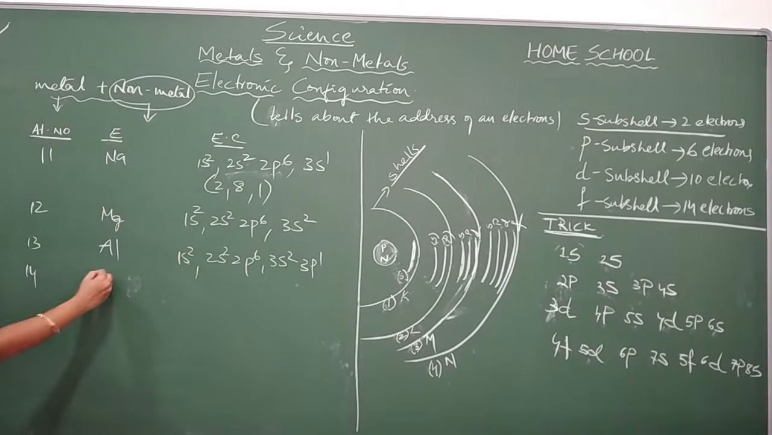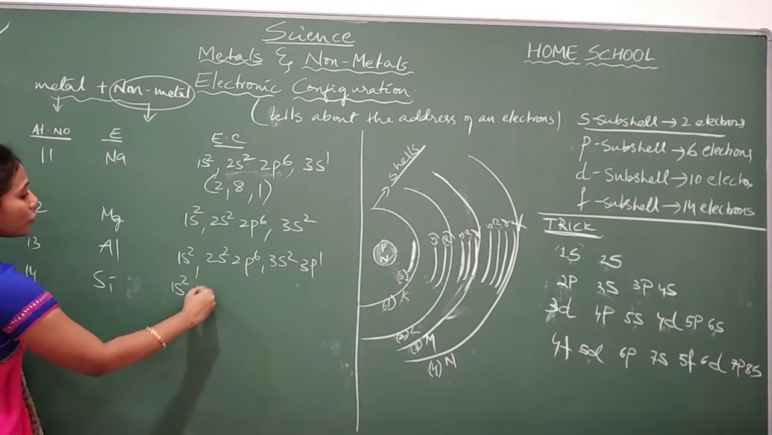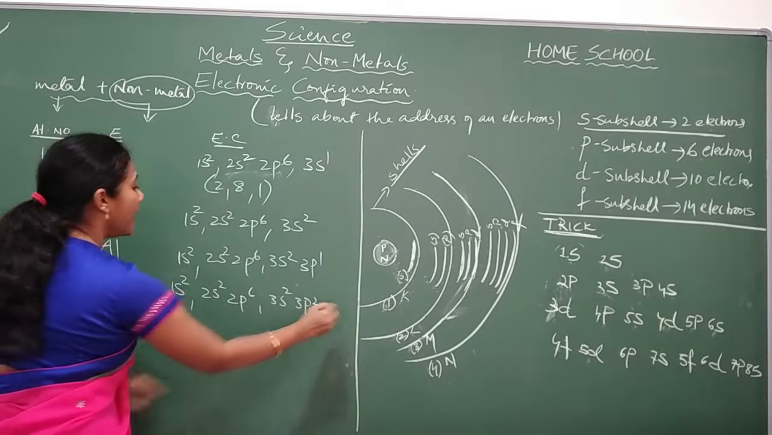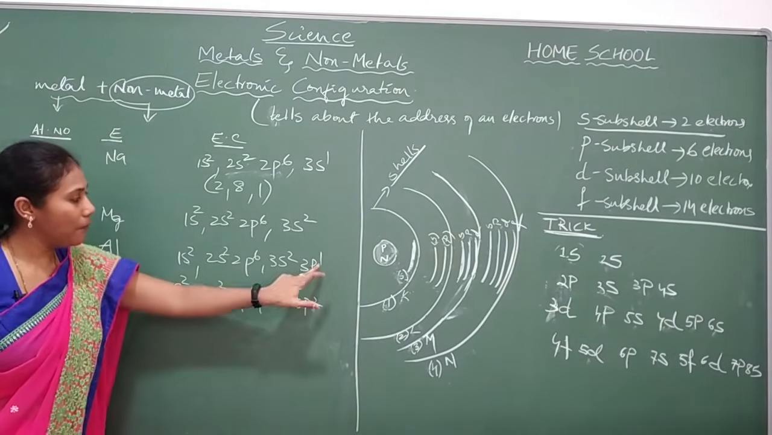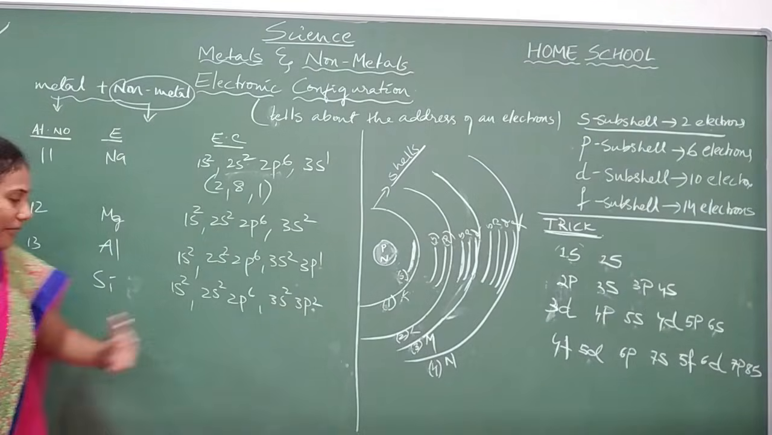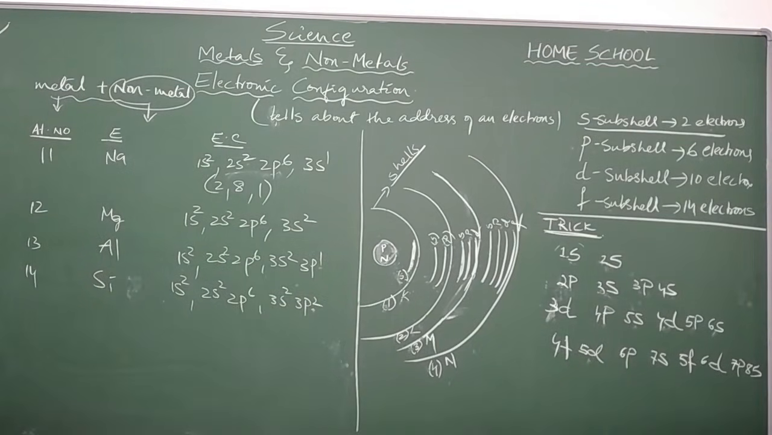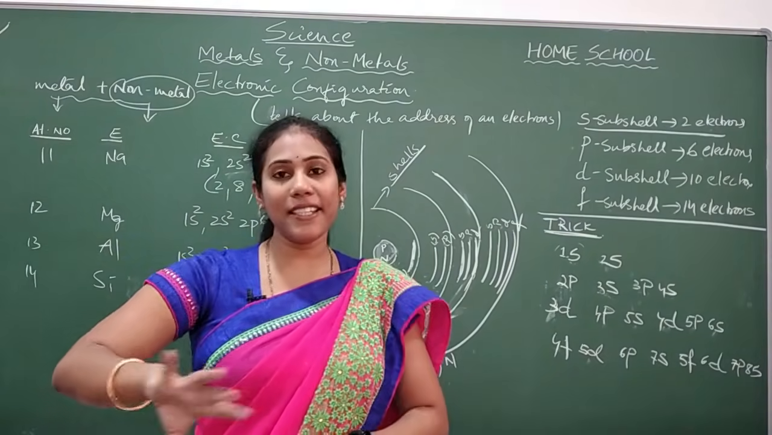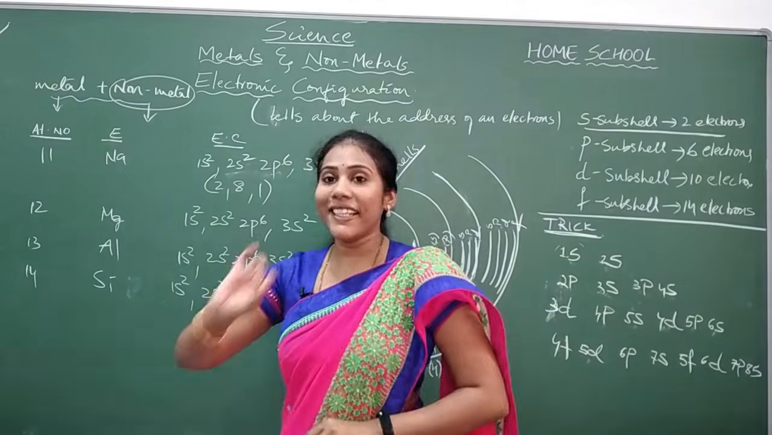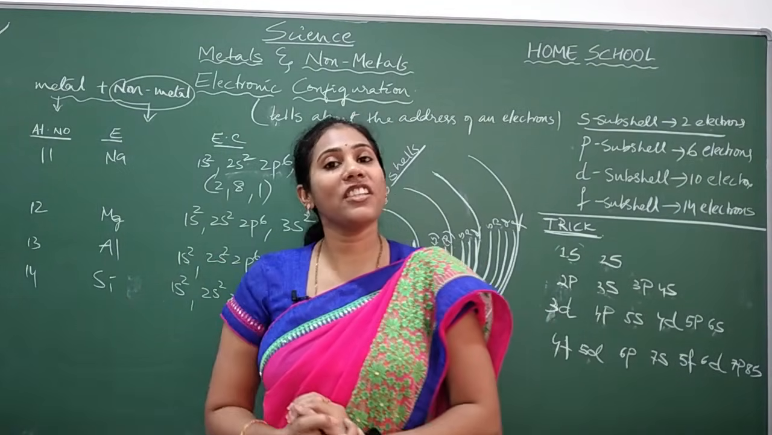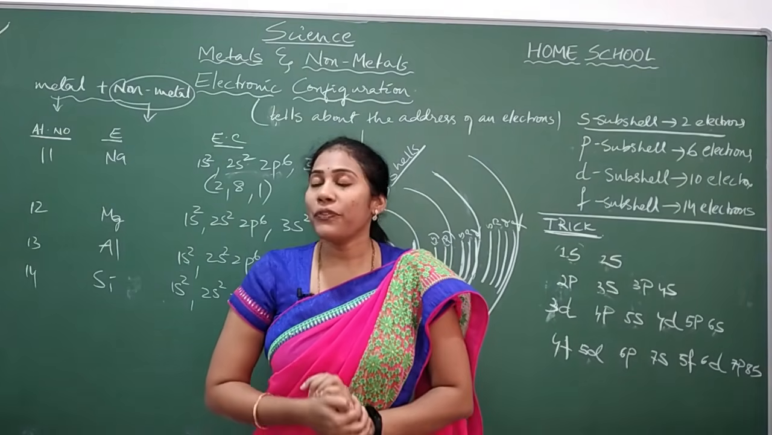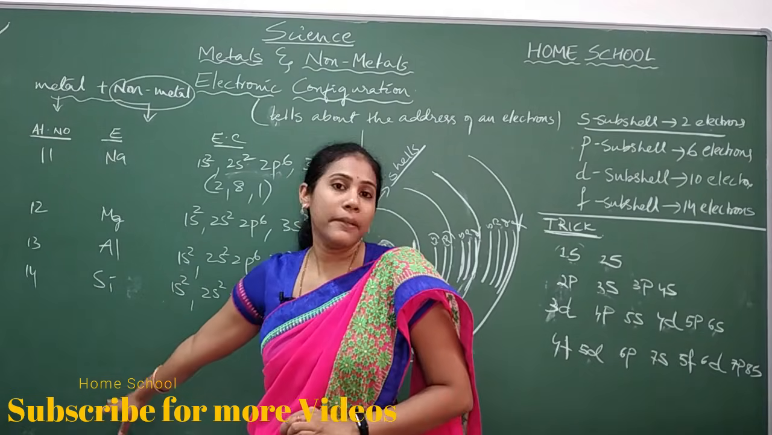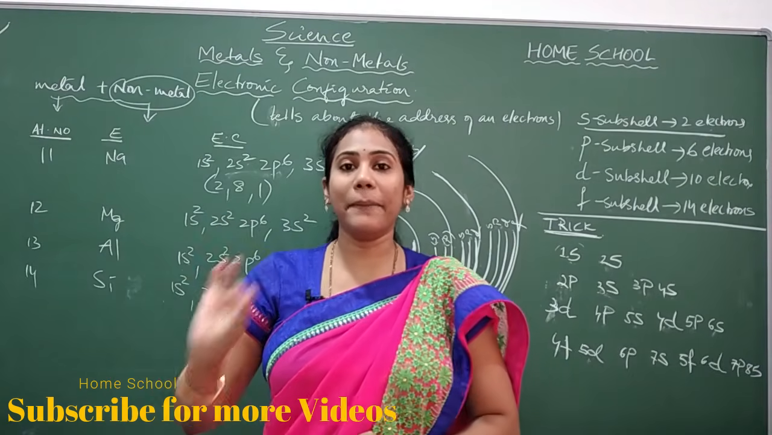Now the 14th element is silicon: 1s2, 2s2, 2p6, 3s2, 3p2. Now the p orbital will start filling from 1 to 6 in the next coming elements. Till the 14th element I have shown the electronic configuration. For the remaining elements, from the 15th to the 20th element, you have to write the electronic configuration and post it in the comment box. We are waiting. Write the electronic configuration from the 15th element to the 20th element, that is calcium, and post it in the comment box.